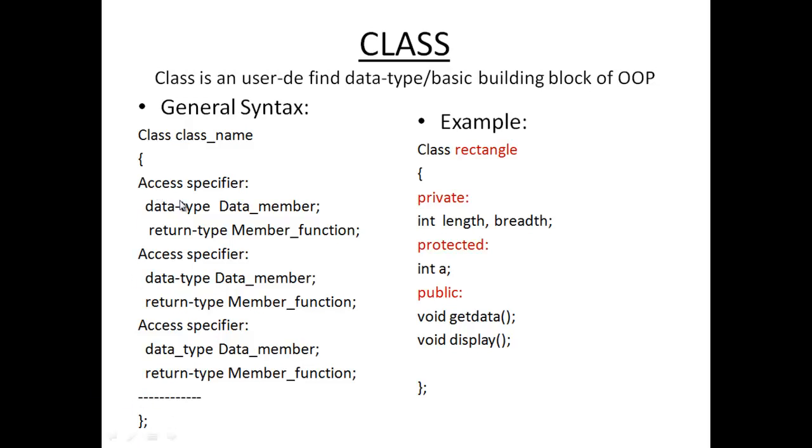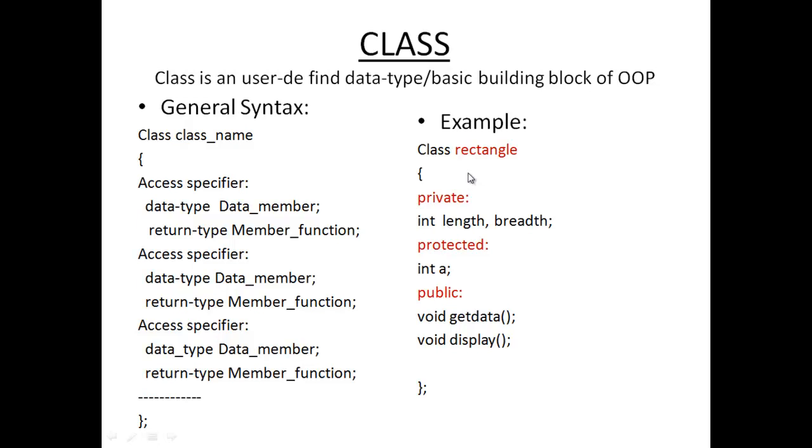Okay, so now here I am writing some word, that is access specifier. Here first I am writing the access specifier, then declare the data members and member functions. Again I declare the access specifier, then I declare the data members and member functions, and the same thing is repeated again and again. Okay, so when we declare any data member or member function, it must be declared under an access specifier. Okay, so based on the general syntax, see the example.